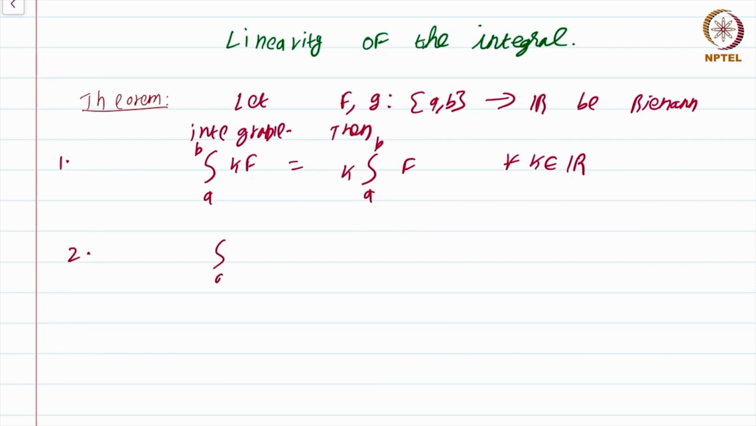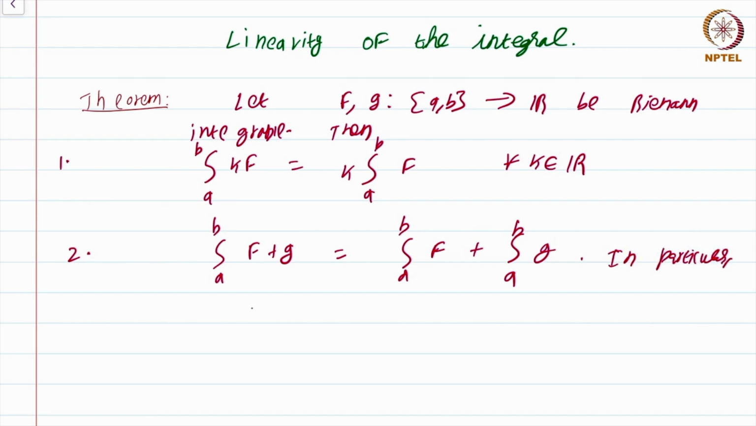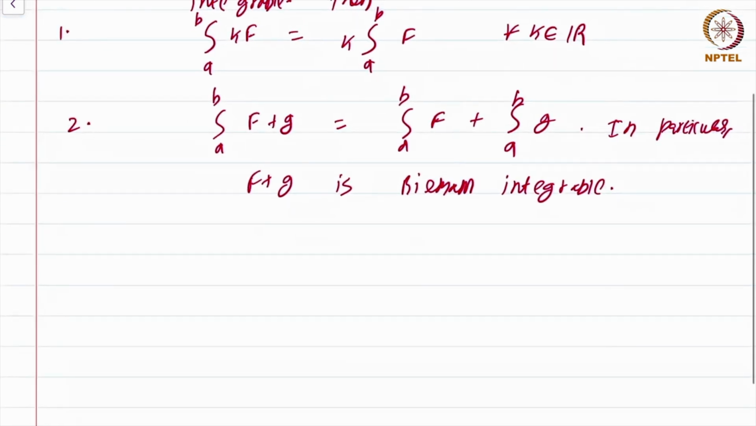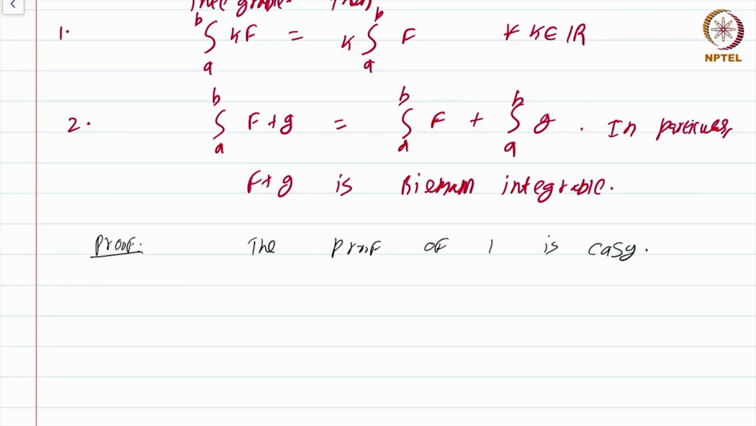Two. Integral a to b of f plus g is integral a to b of f plus integral a to b of g. So in particular, f plus g is Riemann integrable. So the sum of two Riemann integrable functions is indeed Riemann integrable, and not only that, the integral of the sum is the sum of the integrals, as you would expect. Now let's go on to the proof. The proof of one is easy, so I'm going to leave it to you to figure out how to prove 1.